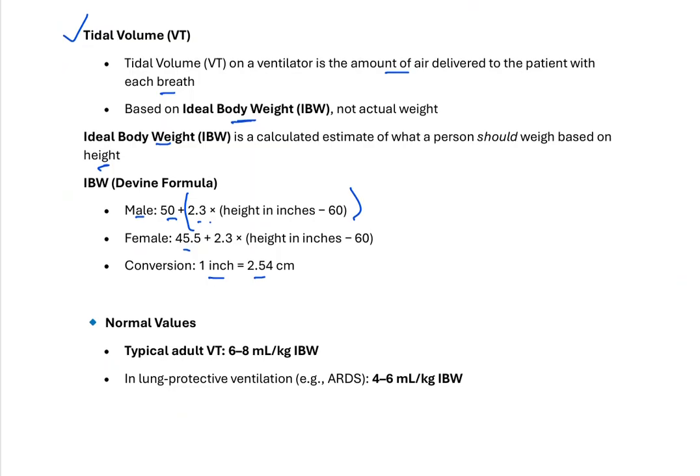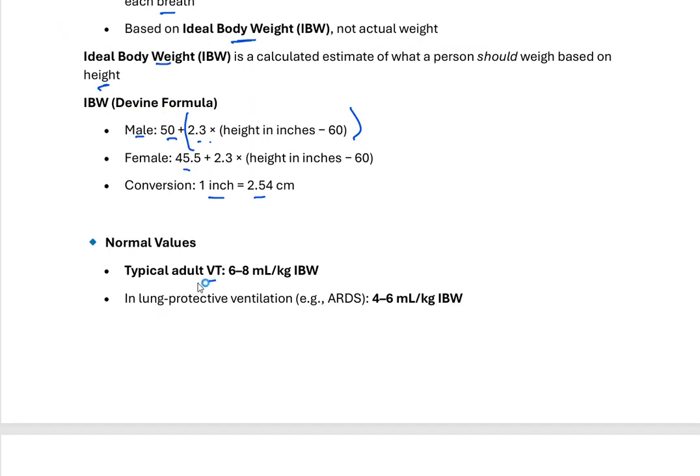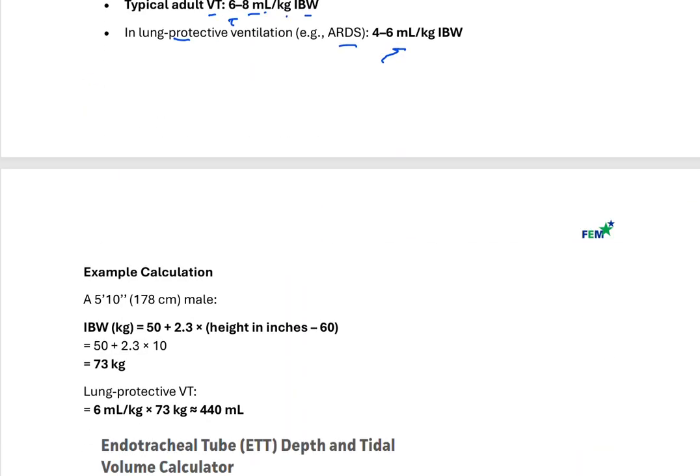So for normal values, typically the tidal volume we use in adults is between 6 to 8 mL per kg of the ideal body weight. And like we mentioned earlier, if patients have a restrictive pathology, like in the case of adult respiratory distress syndrome, you want to put a lower tidal volume. You're going to be aiming for 4 to 6 mL per kg of the ideal body weight. And that's what we call lung protective ventilation, guys. Lung protective ventilation.